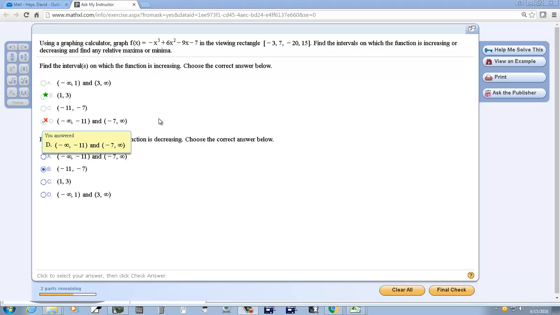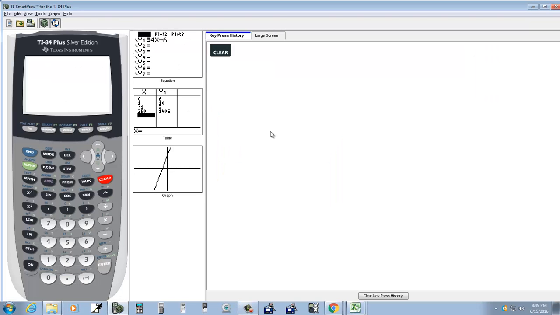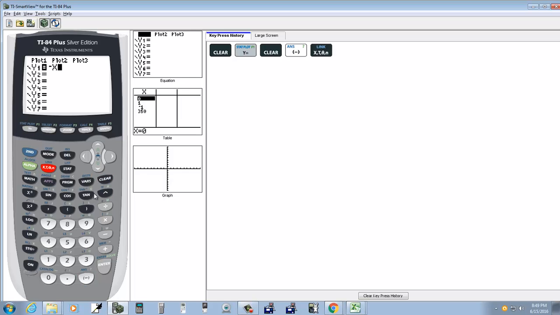Now here it says using a graphing calculator, graph this function. So negative x to the third. So go to y equals, clear. Negative is the one on the very bottom row here. X caret 3. If you got one of the new year T84s, you'll have to press the right arrow key to get out of the exponent mode.